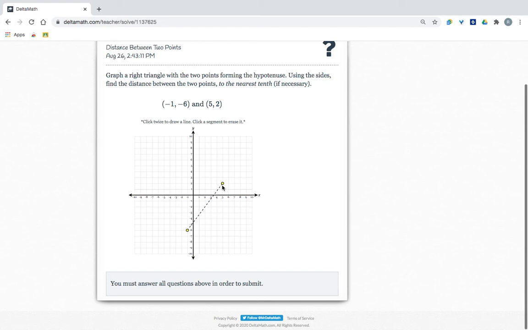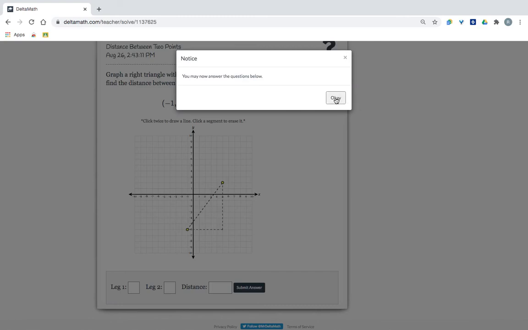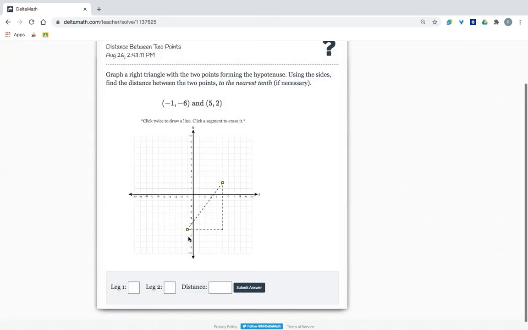You're going to make right triangles. So you're going to click an endpoint and then drag over until you're directly below the other one here. And now I've made a line. It's going to be one of my legs. Now I'm going to connect the endpoint to where I brought the other one over to. There we go. Now I have a right triangle. Again, I would count the boxes. 1, 2, 3, 4, 5, 6. That's going to be 6. Leg 2, 1, 2, 3, 4, 5, 6, 7, 8. There we go. That's 8.